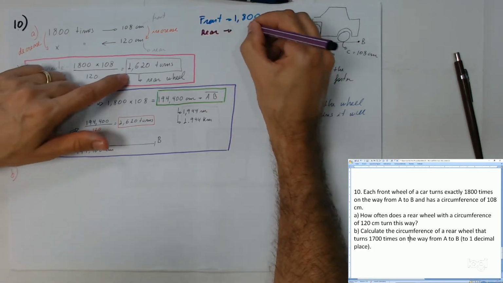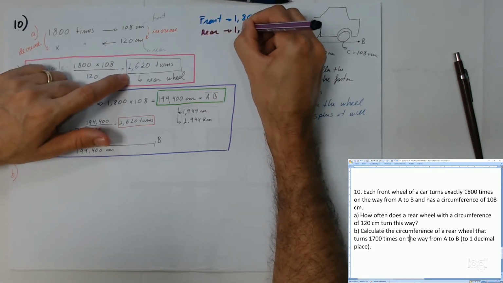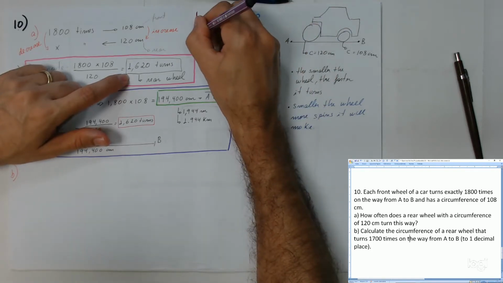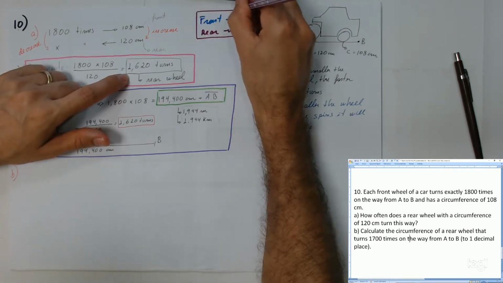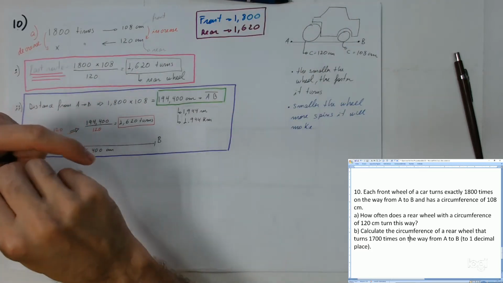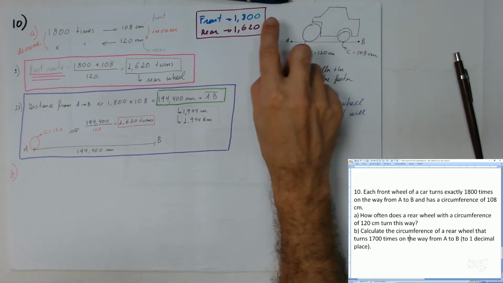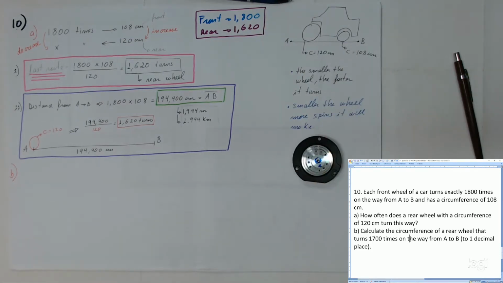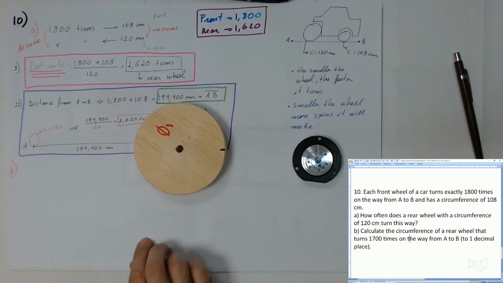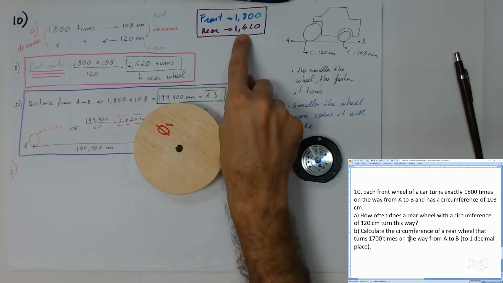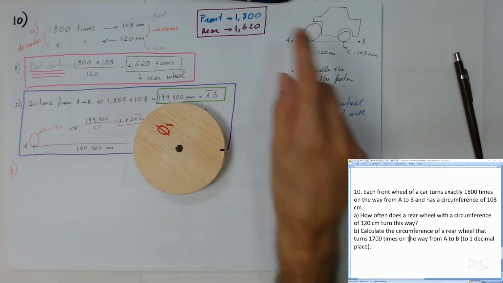The rear is going to turn 1,620. Okay? Just so you can understand what is going on. Again, as agreed, it makes sense. The front one is this one. The rear one is this one. Remember, the bigger the wheel, the less it turns. It's correct, okay?